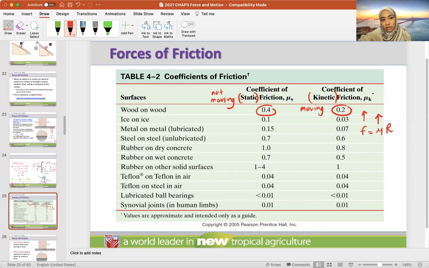And kinetic friction is the one that we regularly see or kita dah biasa tengok. For example, car moving on a road, the tires, the contact of the tires with the road bergeser, that is the kinetic friction when it's moving.